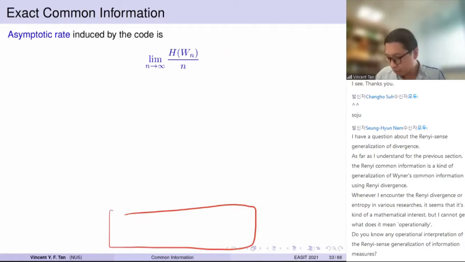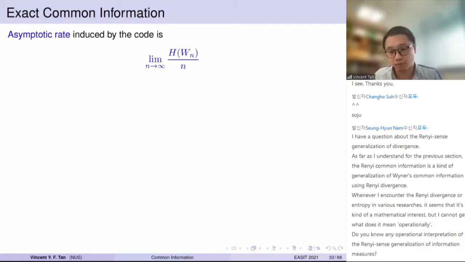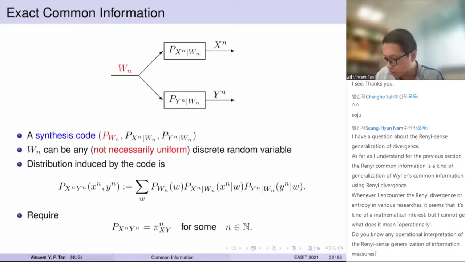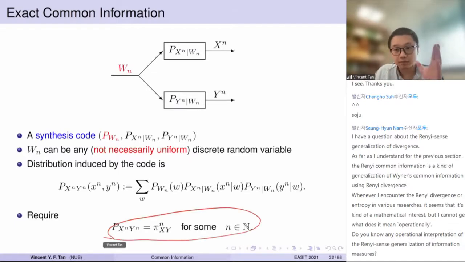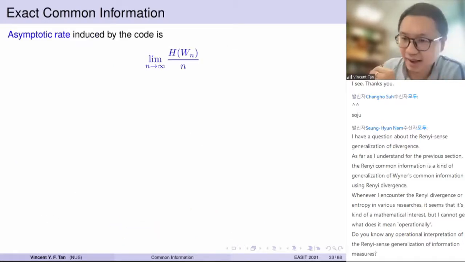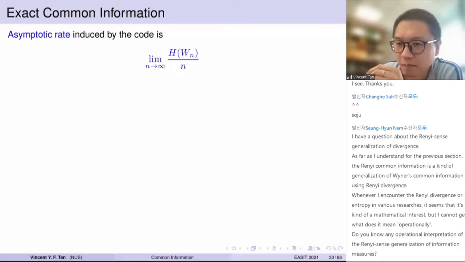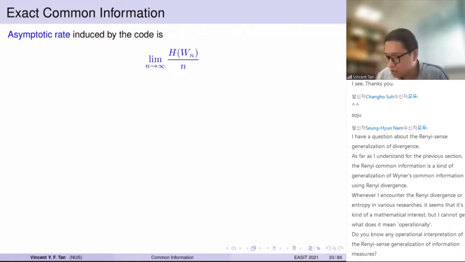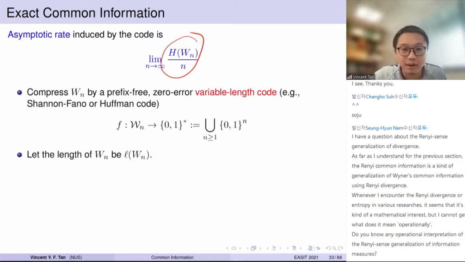Now, how do we measure the performance of this code? Because the notion of performance is gone. Since if there is such a code, then it's good, right? So what's stopping us? We want the rate to be as small as possible, but how do we define rate in this case? We define rate through the notion of the entropy of the common random variable. Not we, but Kumar, Li, and El Gamal.